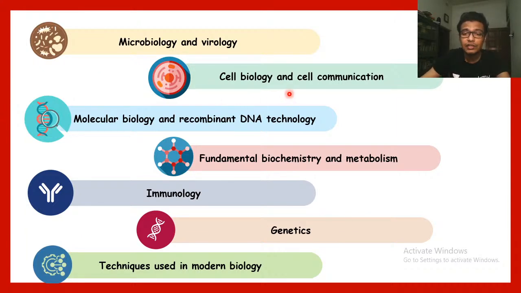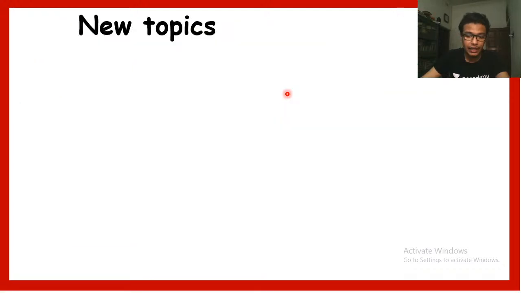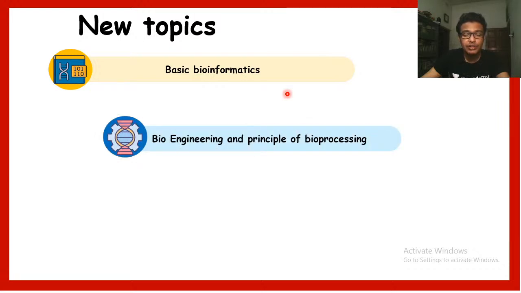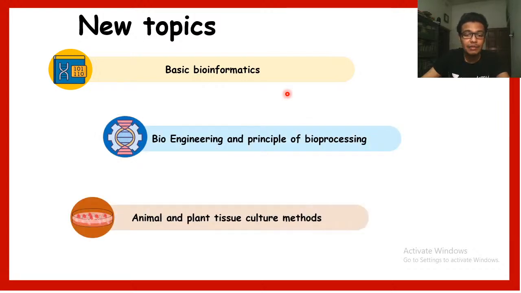But this is not the entire syllabus for GATB exam. There are a few new additions. So I'll talk about those new additions. Okay. So the new topics include bioinformatics, bioengineering and bioprocessing, and then animal and plant tissue culture method. So these three topics look small, but they are quite huge.